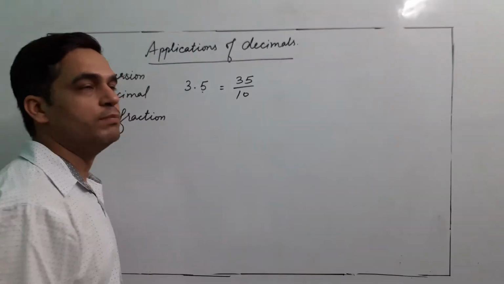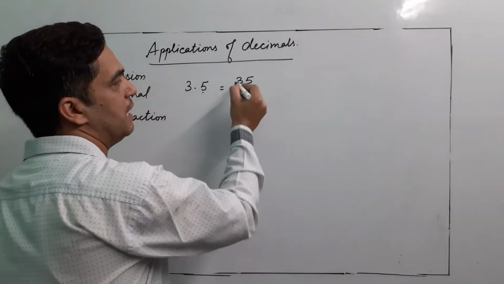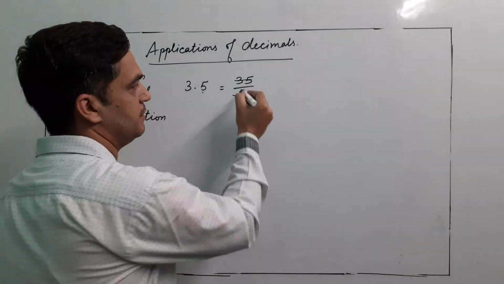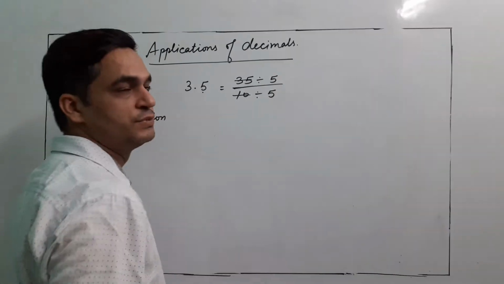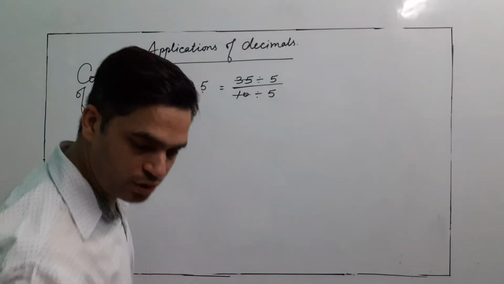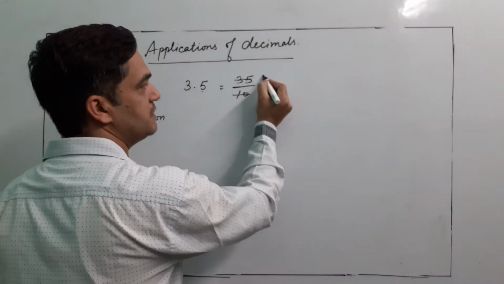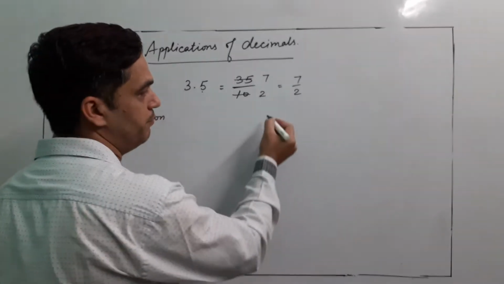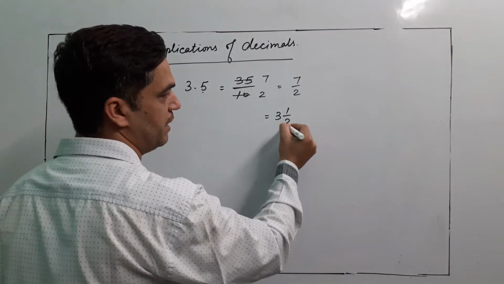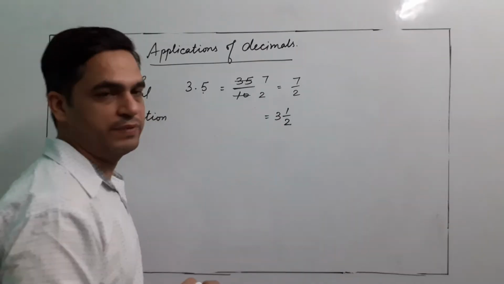This is reducible form. Reducible form means we can convert this fraction into simplest form. 35 and 10 both have a common factor, that one is 5. So divide it by 5, or you can just cut it by 5. 5 sevens are 35, 5 twos are 10. So 7 by 2, mixed form 3 1 by 2 of this fraction. So 3.5 can be written in the form of fraction.